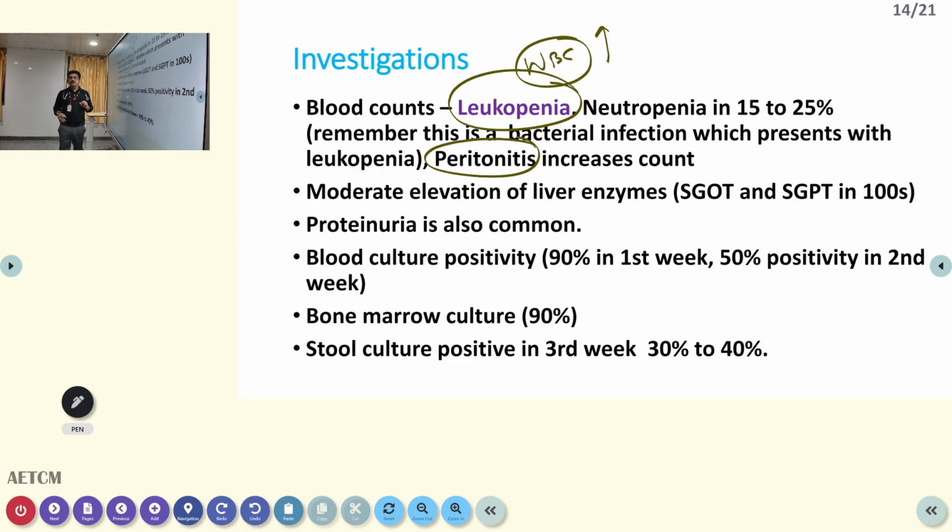SGOT, SGPT, in most of the infections you can see it will be elevated up to 100. That indicates a small liver injury. Proteinuria, in most fever patients you can get proteinuria.